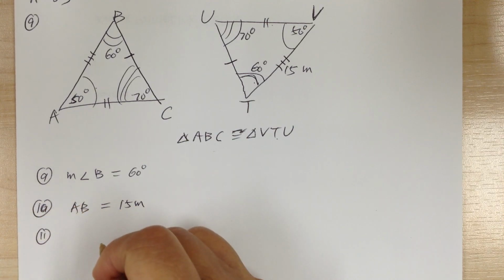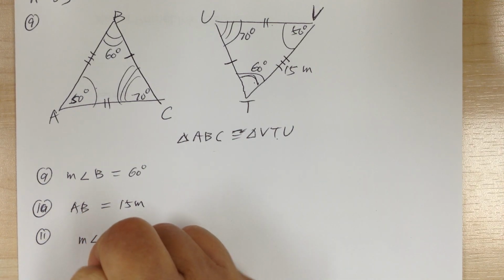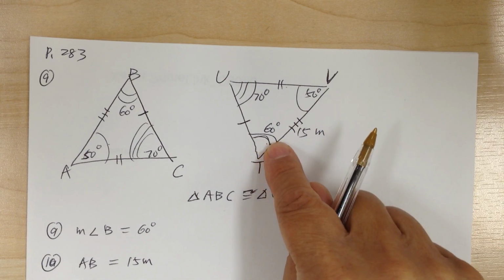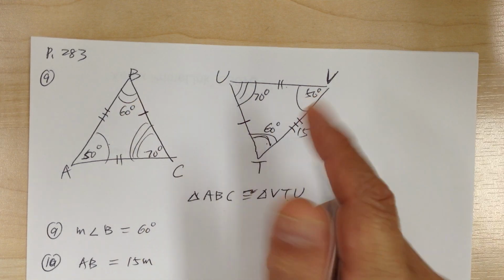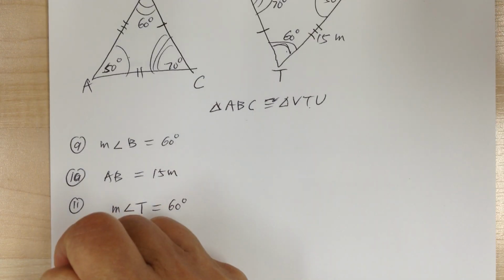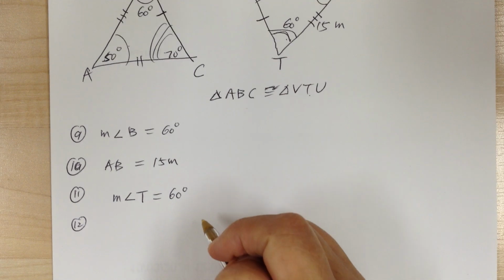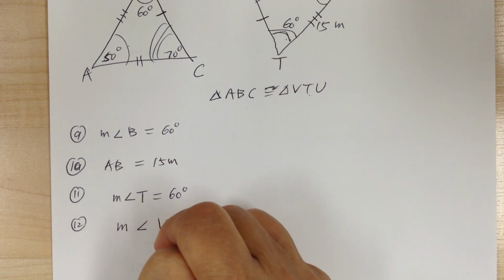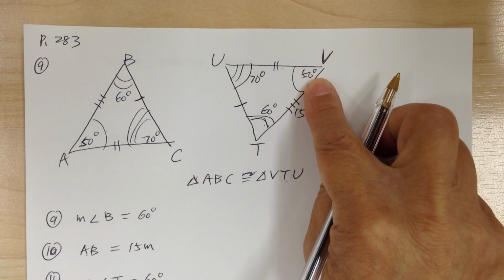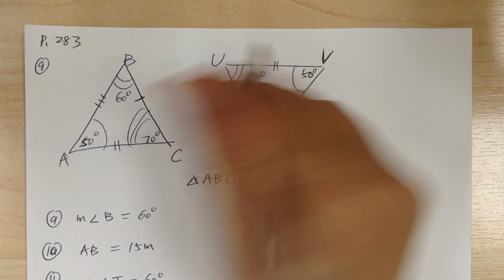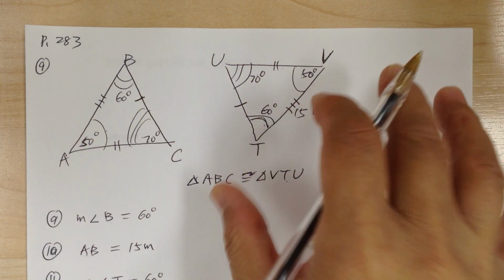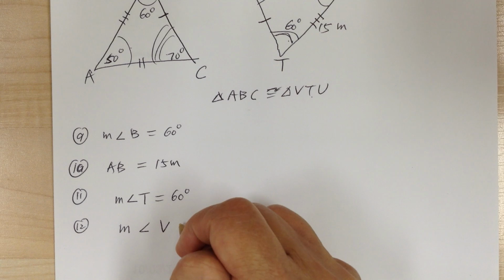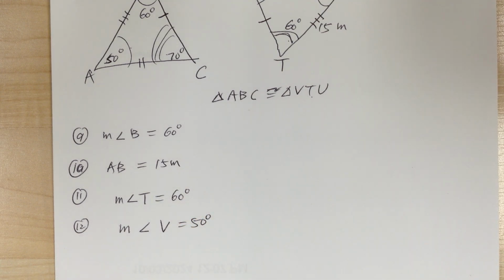Number 11, measure of angle T. Right away, it's the 2 arcs, so it's 60 degrees. Number 12, you're looking for the measure of angle V. Again, just from the picture. That's why it's so important to draw your picture big enough. You can write down all the numbers, do all the markings, and the answer becomes very obvious. And that's it.